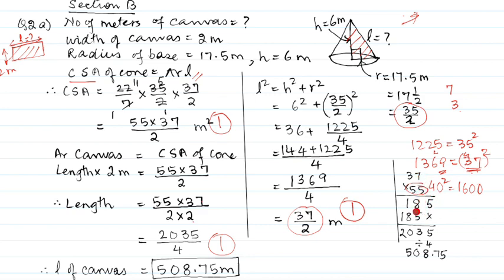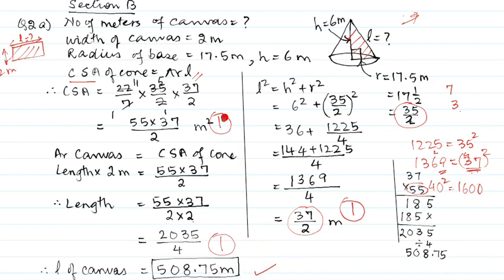5 into 37 will be 185. Repeat that number, add this, it will be 2035, and that upon 4. So it will be 4 5s 20, then 4 doesn't go in 3, so 0, then 4 8s 32, and 3/4. 3/4 means 0.75. Okay, so the length of the canvas is this.